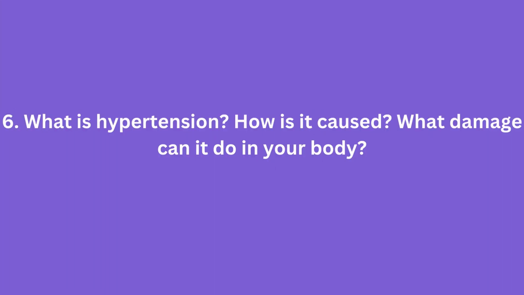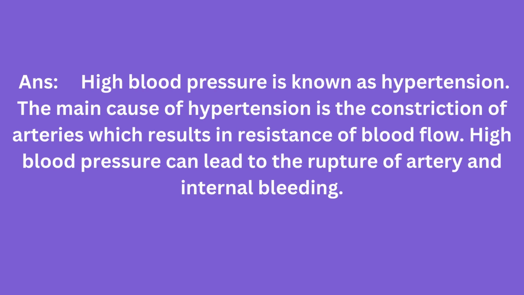6. What is hypertension? How is it caused? What damage can it do in your body? Answer: High blood pressure is known as hypertension. The main cause of hypertension is the constriction of arteries, which results in resistance to blood flow. High blood pressure can lead to the rupture of an artery and internal bleeding.